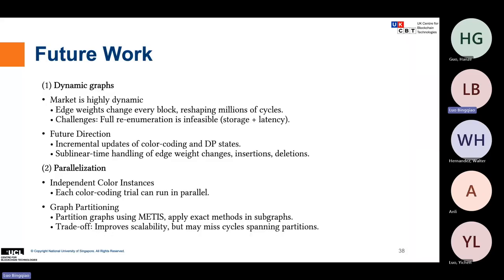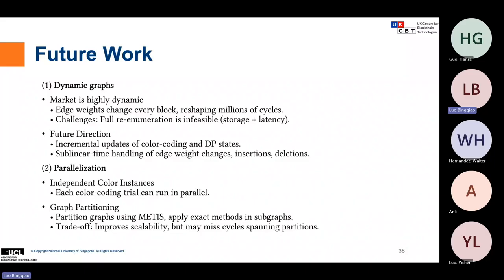And the second direction for our future work is that we're thinking about making the algorithm parallelized. This is because all the coloring process and all the DP in each instance will be independent from each other, so it will be very natural to do that in parallel. And another direction in the parallelization is that since the graph now is rather big, we can do some graph partition and use some exact methods or use REACH in each part of the graph.